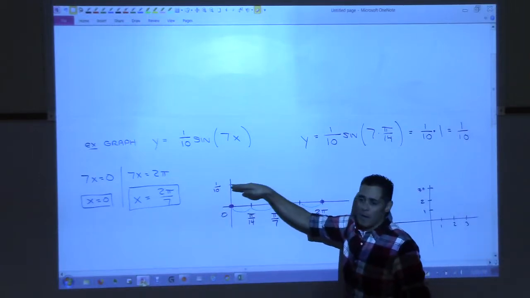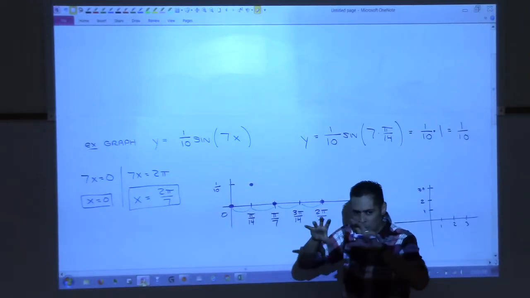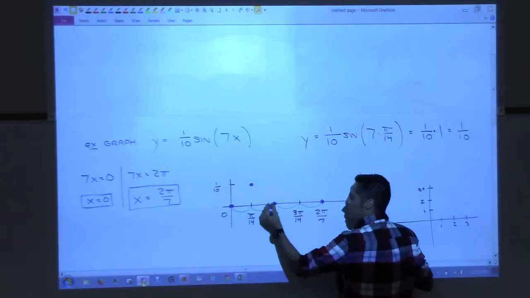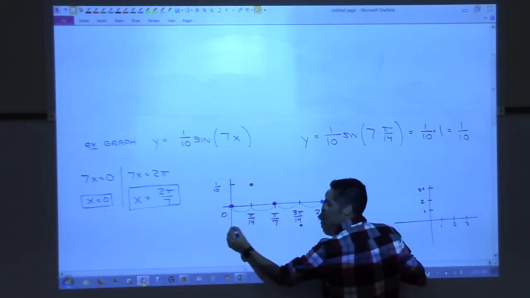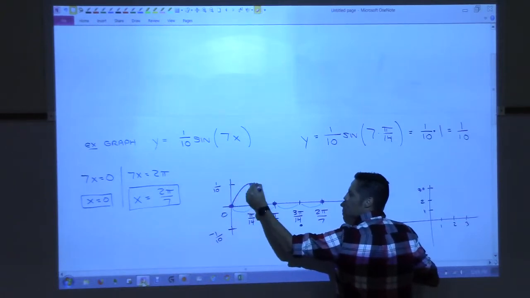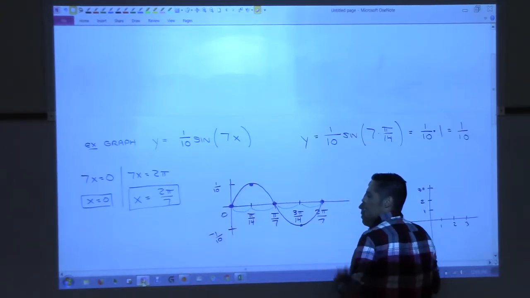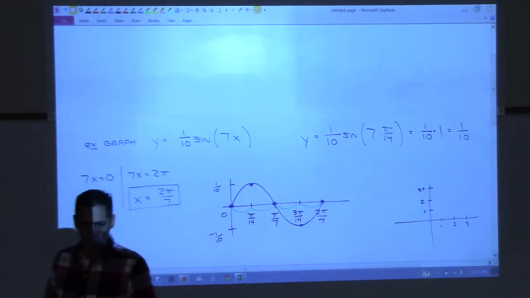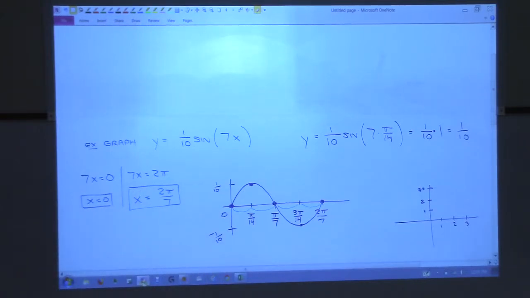Choose to just mark my 1/10. I'm going to give myself some space, like I'm zoomed in or something. And then I'm going to mark down here negative 1/10. And it went up, down, up. There you go. Got it? Yeah.